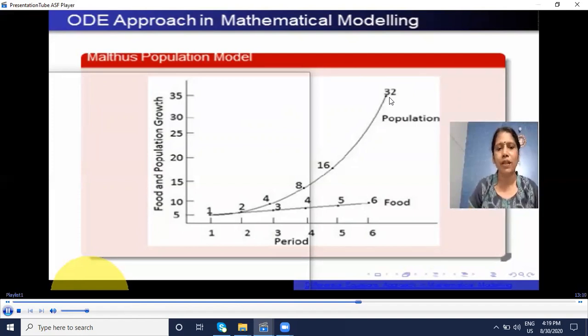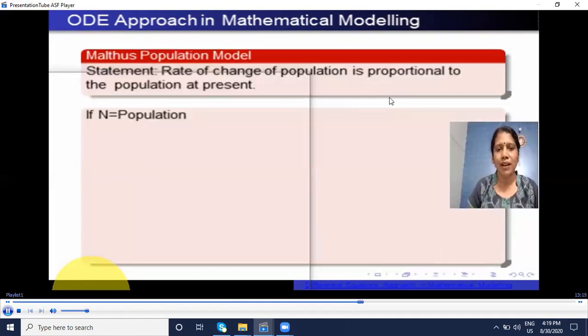This is the graph of the Malthus population model. The Malthus population model equation is like this. The statement is that the rate of change of population is proportional to the population at present. At present, what is the population? The rate of change of population in future will be based on that. Let me treat N as the population, and dN by dt is proportional to N of t, where N of 0 is equal to N naught.